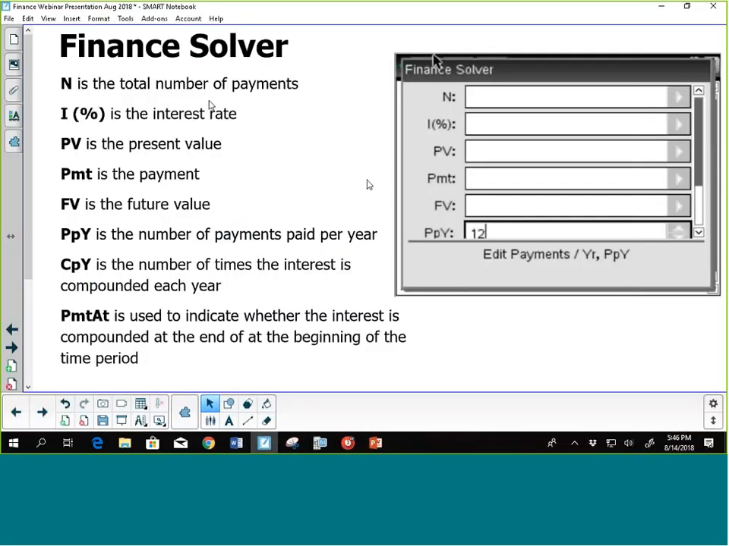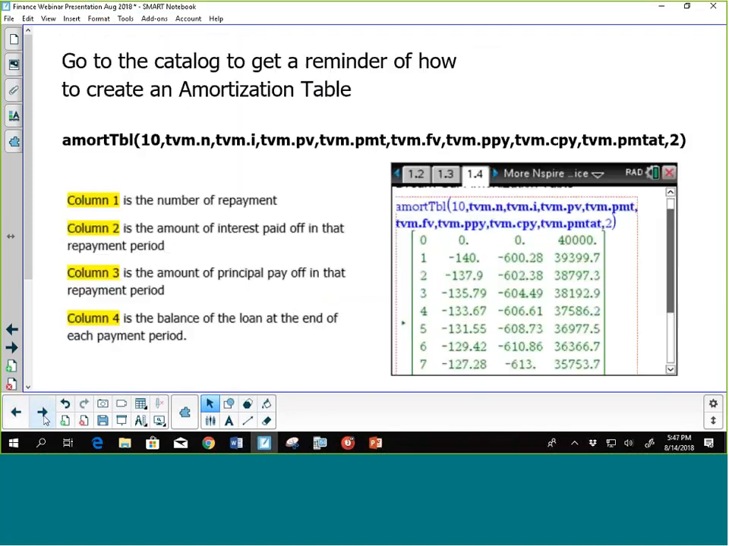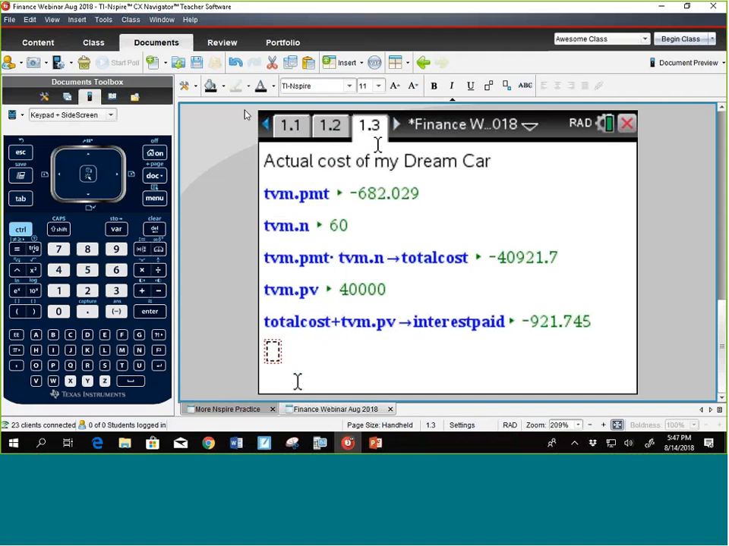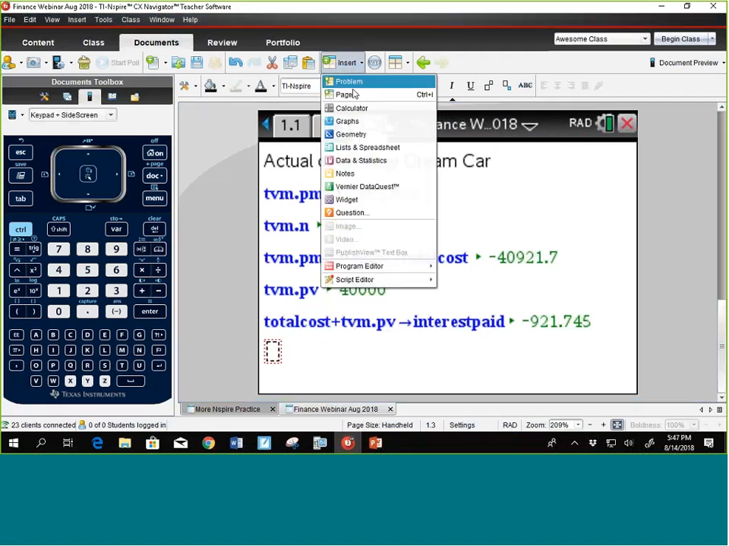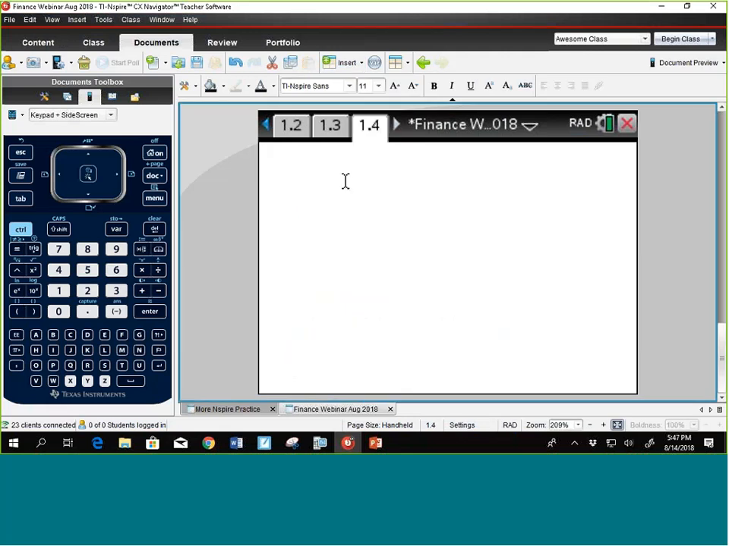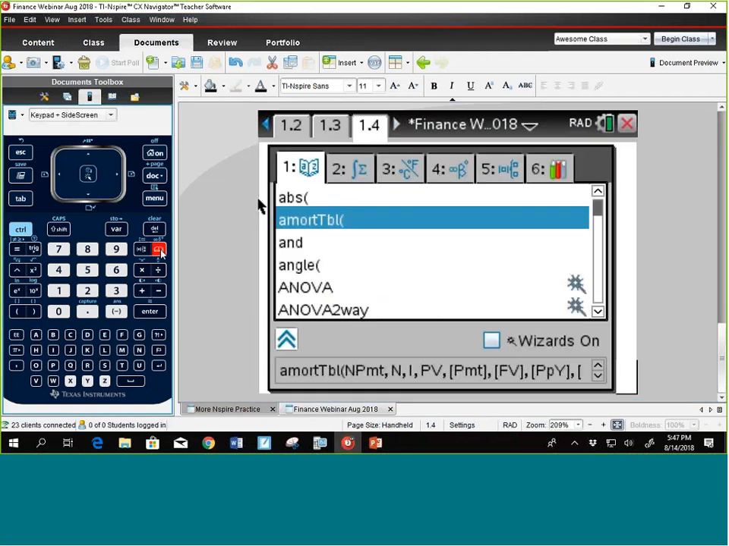So going back over here. We did that finance solver, which was super cool and very dynamic. And now what we're going to do is talk about an amortization table. I'm going to stay in my same problem and insert another notes page. And like Kim showed you the catalog, the Nspire 2 has a catalog, and it looks like this book over here. Sometimes in my class we call it the Math Bible. And there you have an amortization table.